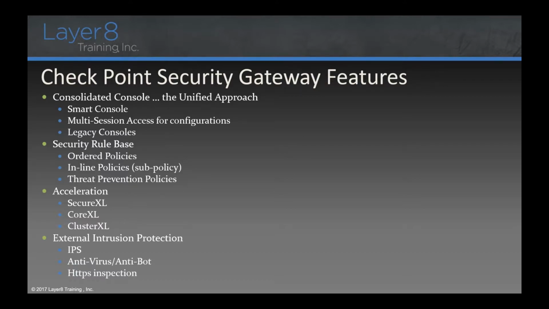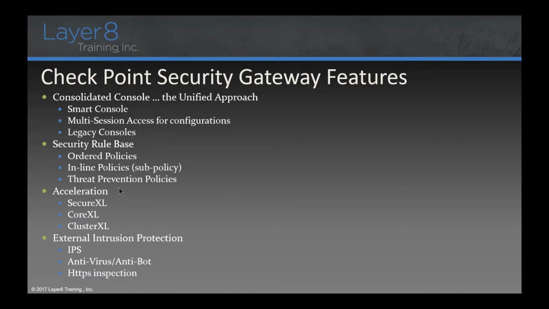So we're going to look at basically 4 areas. These are the checkpoint security gateways, and the security deployment features that are available to us when we deploy the environment. We're going to look at the consolidated console. This is the unified approach to checkpoint's management of the environment, and this is going to include some of the new features.